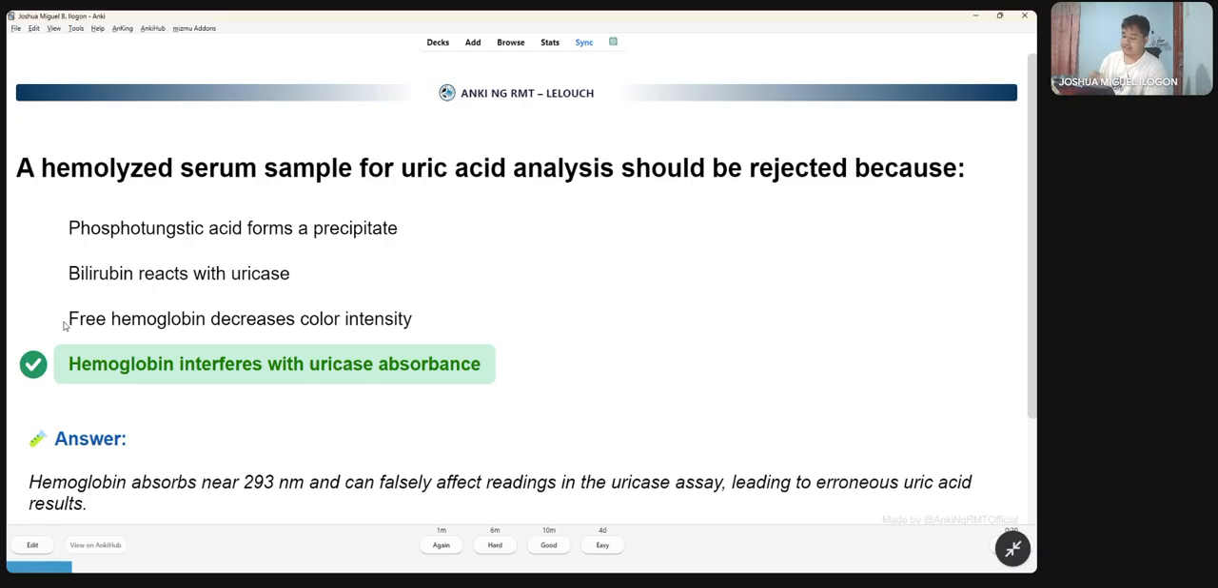Bilirubin, hemoglobin, xanthine, and ascorbic acid will interfere. So let's note that: bilirubin, hemoglobin, xanthine, ascorbic acid. So at 293 nanometers, I hope I can remember all of this.